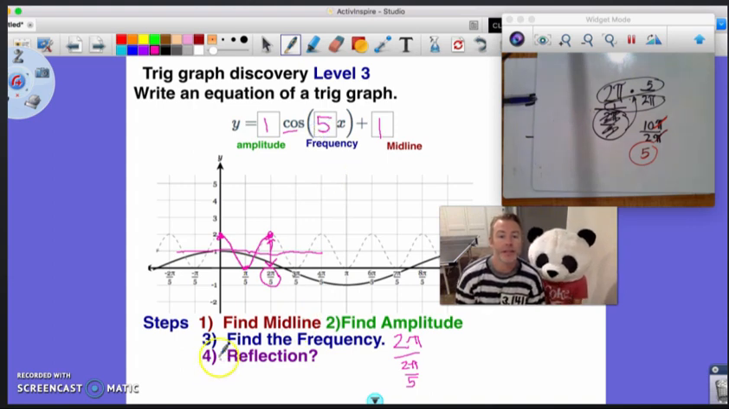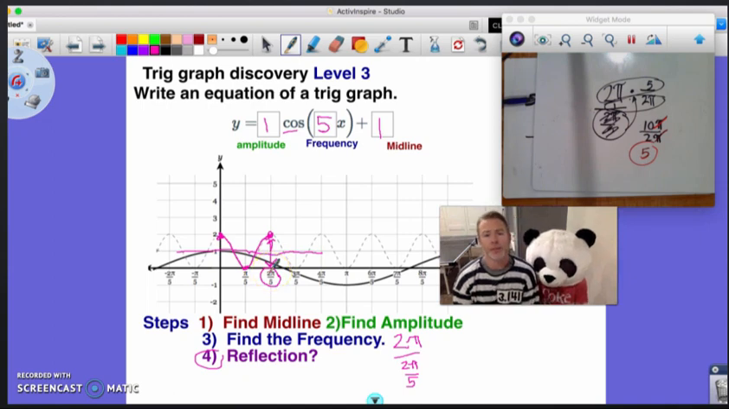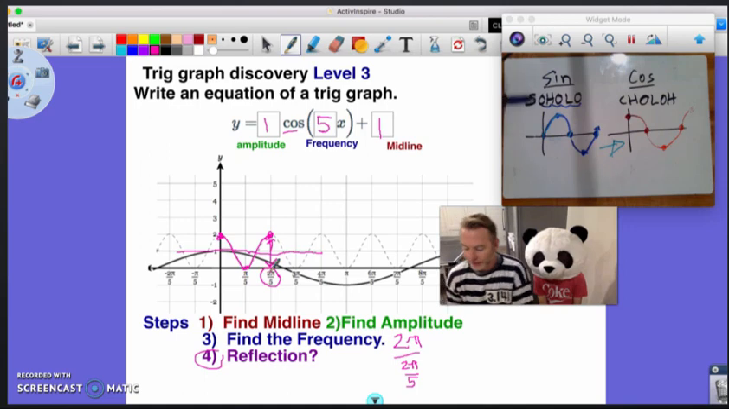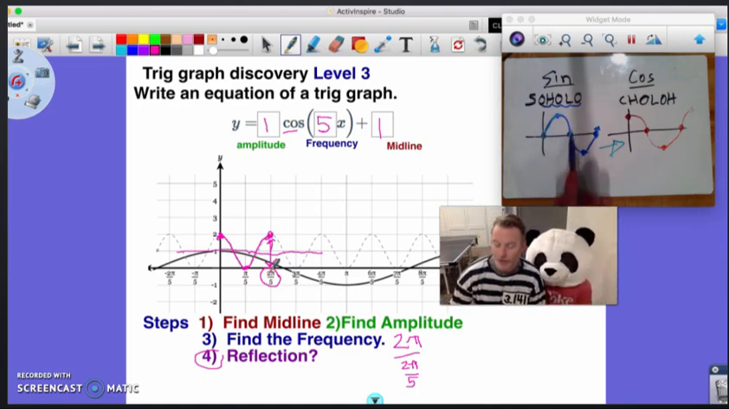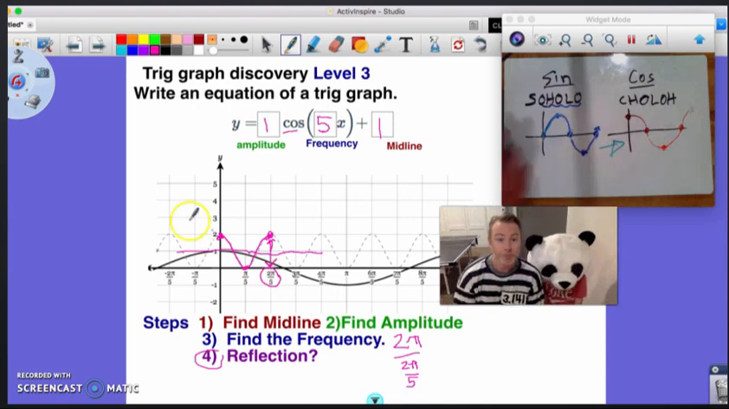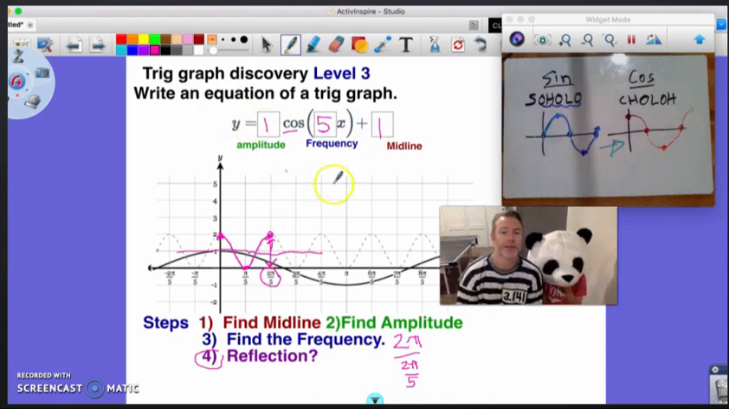And last but not least, step 4, you check for a reflection. If it's a reflection, this order is reversed. Instead of cosine starting high, it would start low and go through the midline to a high point, through the midline and end on a low point. And the same thing with sine. Instead of sine starting at the origin and going high to low, it would be the opposite order and would go this direction. So we don't have to change that. This is our final equation.